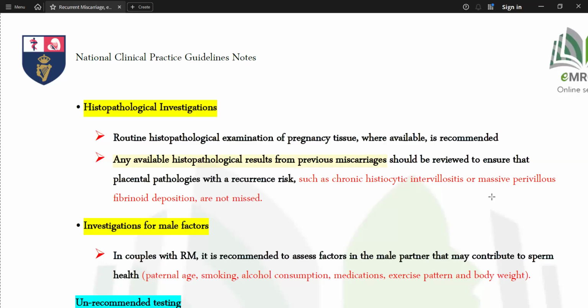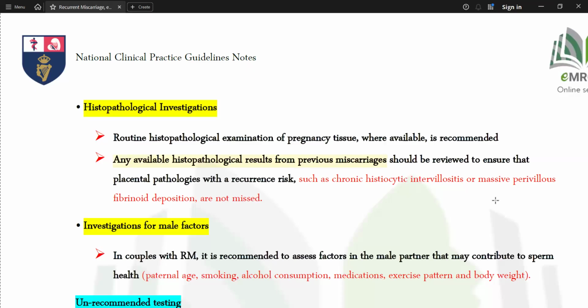Okay, when shall we go for investigation for male factors? In couples with recurrent miscarriage or those who are having also a subfertility history.